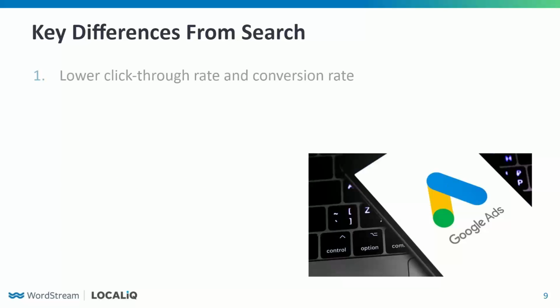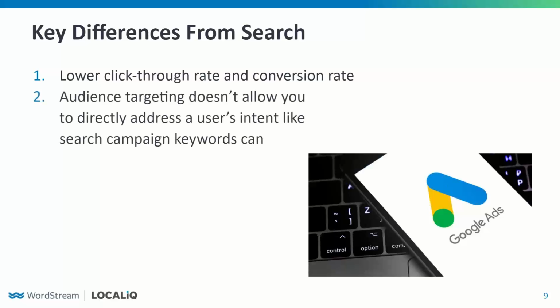So where does the display network differ from search other than just different ad formats? So first, go in with the right expectations. The display network does have a lower click-through rate and conversion rate compared to search. Again, with those search terms, you're able to identify a very clear intent based on what your users are searching for. With display, it's slightly more passive. Users aren't actively typing in search terms, so the expectation is, hey, maybe it's just not the right time for them to be clicking on that ad. So the expectation is a slightly lower click-through rate, and that's okay.